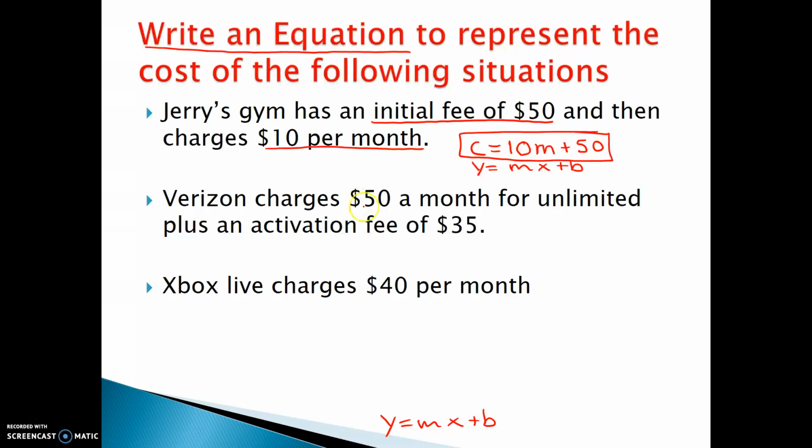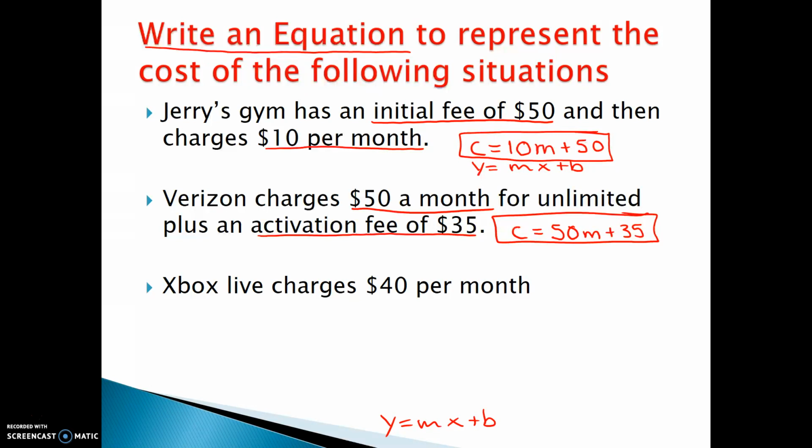It says Verizon charges $50 a month for unlimited, plus an activation fee. So in order to get that phone, I have to pay an activation fee of $35. And again, how much are they going to charge me? Let's use C again for charge, or cost, whatever you want to call it. They charge me $50 per month. So again, 50M, we're talking about months here, plus an activation fee of $35. There we go. That's the equation that pretty much summarizes what's going on in that scenario.